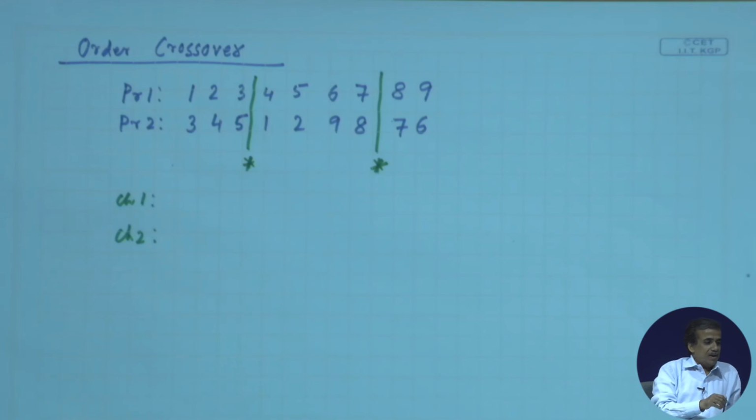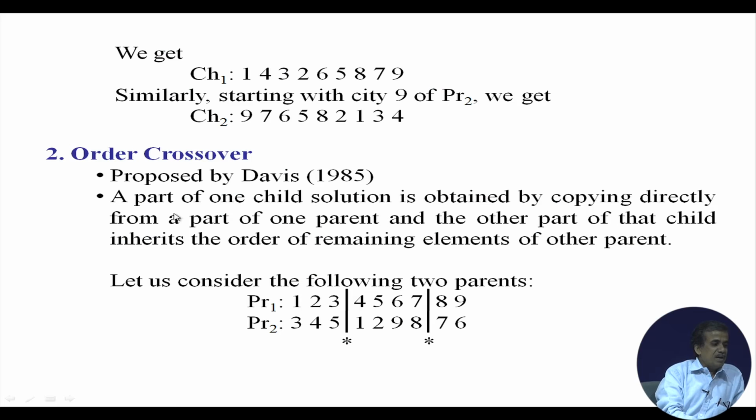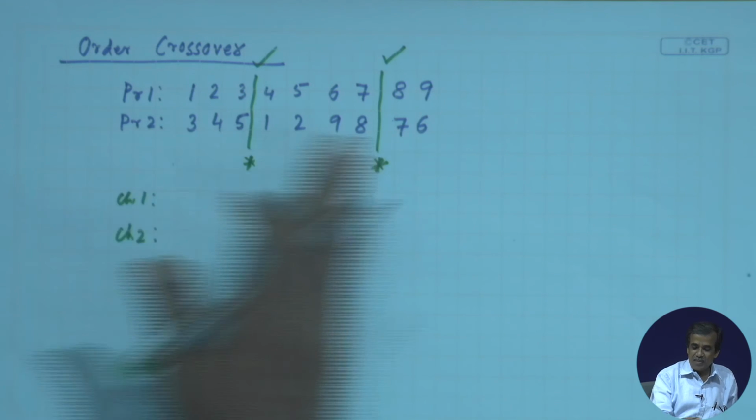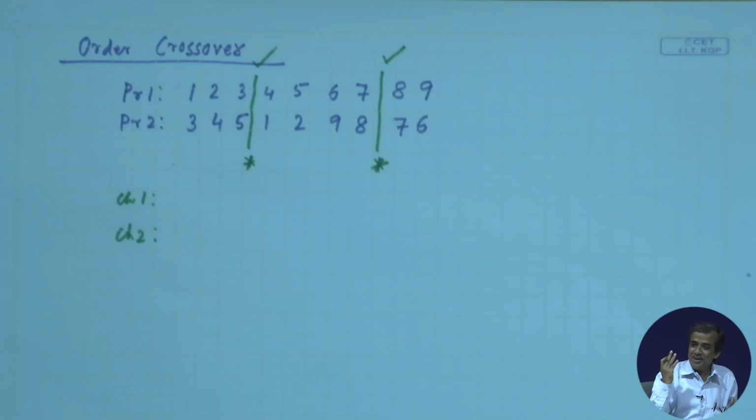Okay. Now, let us see once again, let me read it out. A part of one child solution is obtained by copying directly from a part of one parent and the other part of that particular child inherits the order of the remaining elements of other parent. Now, here I have written the procedure: select two crossover sites at random. So, these two are the crossover sites which are selected at random. Now, if you choose some other crossover sites, you will be getting altogether different children solutions.